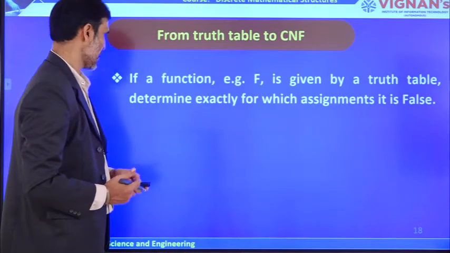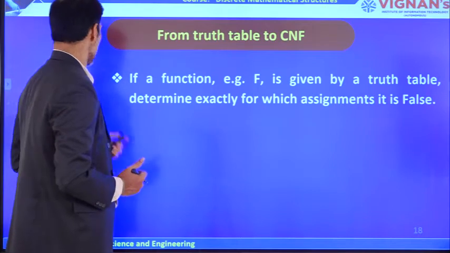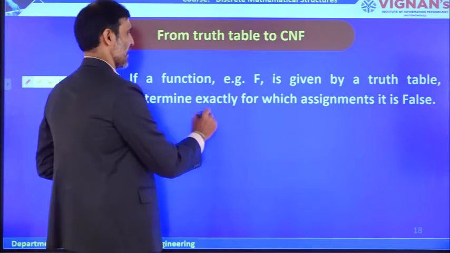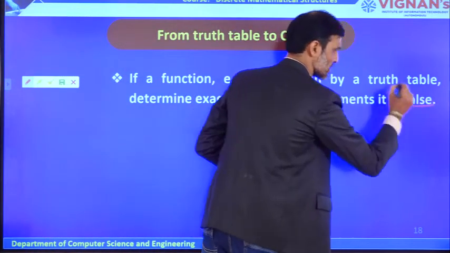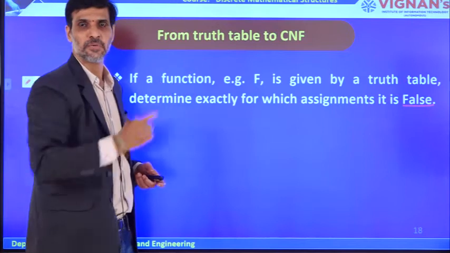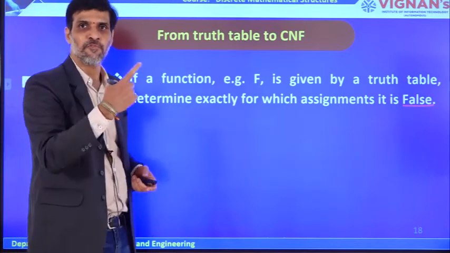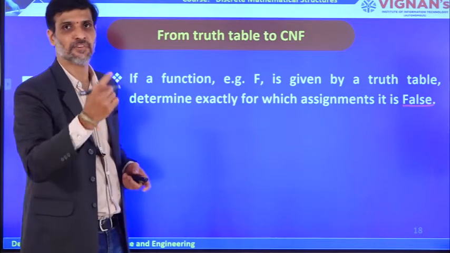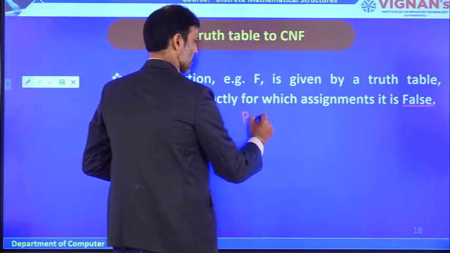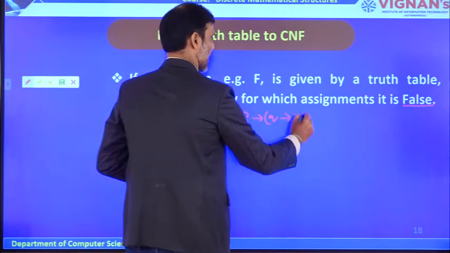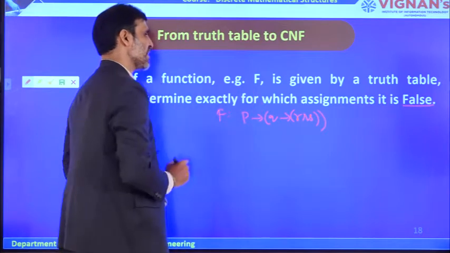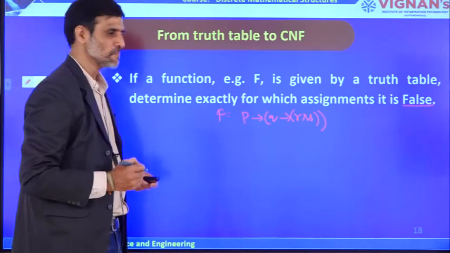Now let us come to the case. The first step is similar: if a function f is given by a truth table, determine exactly for which assignments it is false. In the disjunctive normal form, we determine for which assignments it is true. But in conjunctive normal form, we want to determine for which assignments it is false. Suppose a formula is given like P implies (Q implies R) and S. If you want to convert it into a conjunctive normal form, what do you need to do?